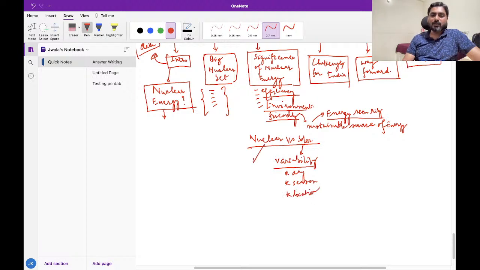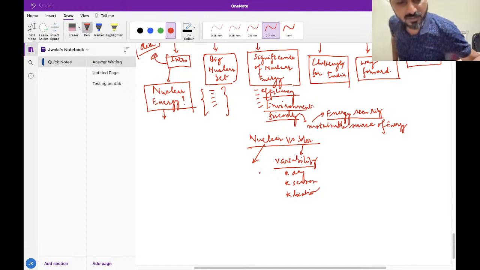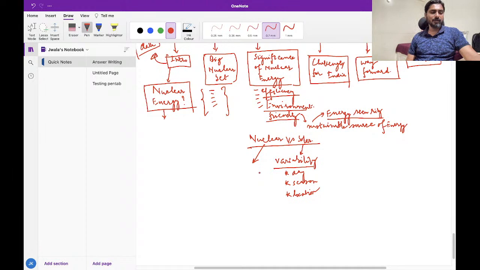But what about nuclear? Does it depend on what time of the day it is? Does it depend on the season? Does it depend on the location? So you can set up a nuclear power plant anywhere on this globe. So it doesn't matter what time of day it is, it doesn't depend on season. So in that sense, nuclear is better than solar.